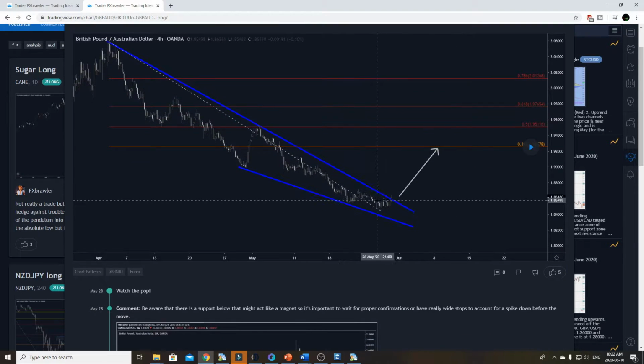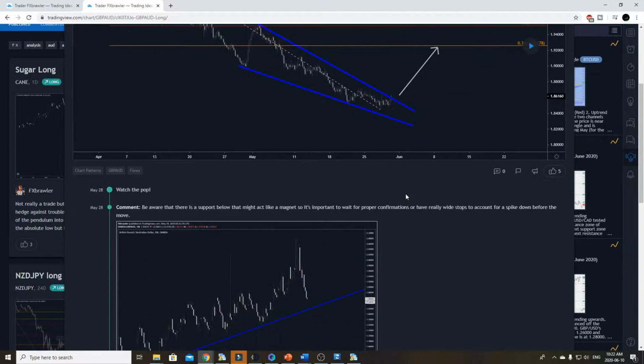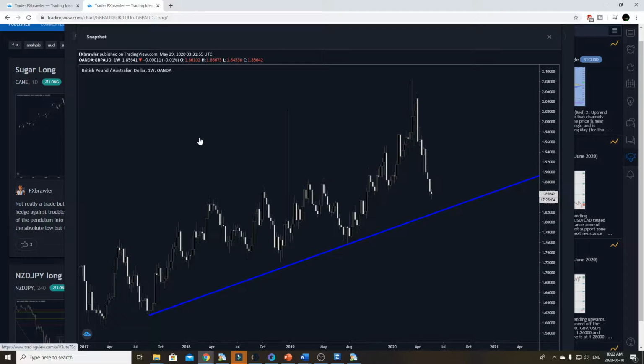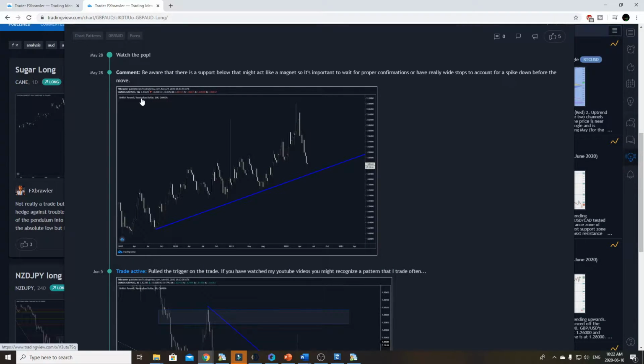But at that moment specifically, I went to bigger time frames, and I saw this on the weekly, and this big trend line was acting like a really strong support. And what I wrote was, be aware that there's a support below that might act like a magnet, so it's important to wait for proper confirmations or have really wide stops to account for a spike down before the move. And that's exactly what happened.